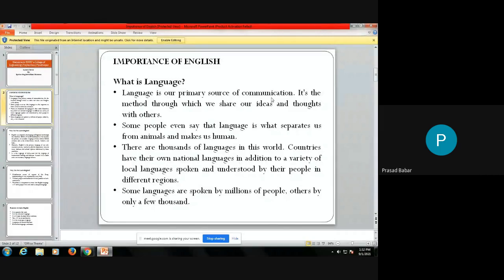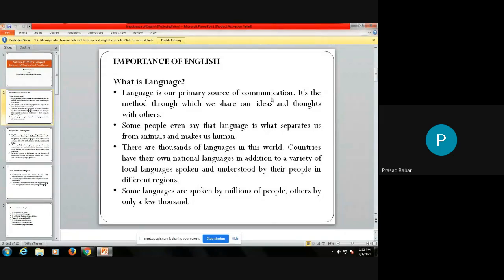We can share our ideas and thoughts with others with language itself or language only. Without language or without signs, we can't communicate with others. Nowadays, we can communicate with signs also. We have WhatsApp, we have Facebook, we have Instagram. So, if we want to communicate our emotions or tell what we are feeling, now we are using emojis.